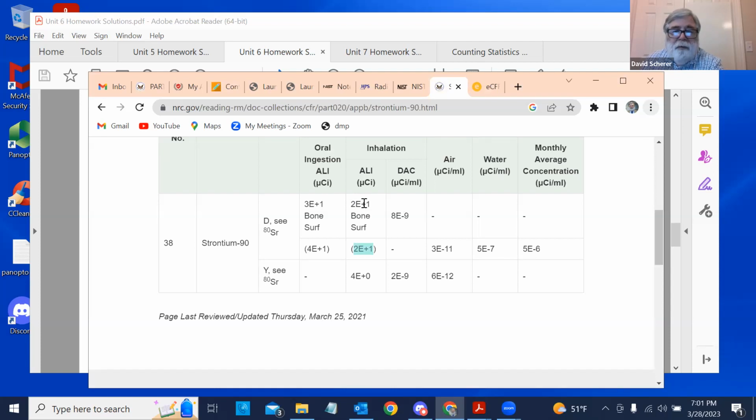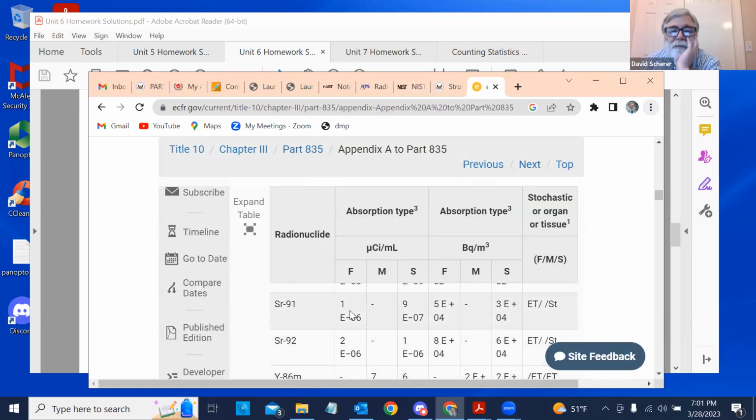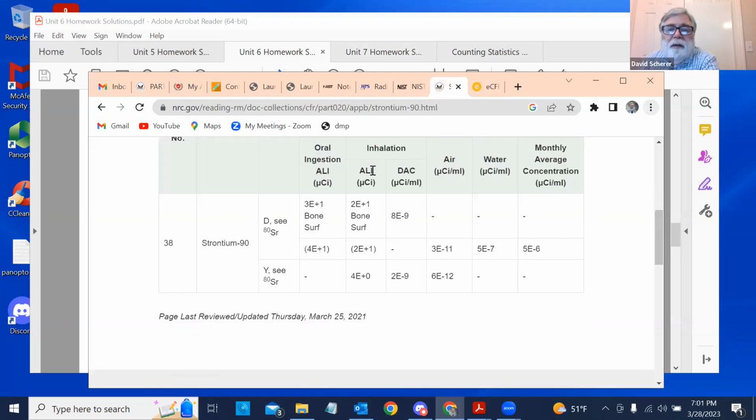Okay, so that's one way the two data sets are different. In the NRC world, it will always have a value for the stochastic, even if it's got a more restrictive value for an individual organ. Notice also that the values are different. The DAC for strontium 90 here is 1 times 10 to the minus 8 microcuries per ml. The NRC DAC is 8 times 10 to the minus 9. So a little bit lower in the NRC world. And that has to do with the assumptions that were involved in creating it.